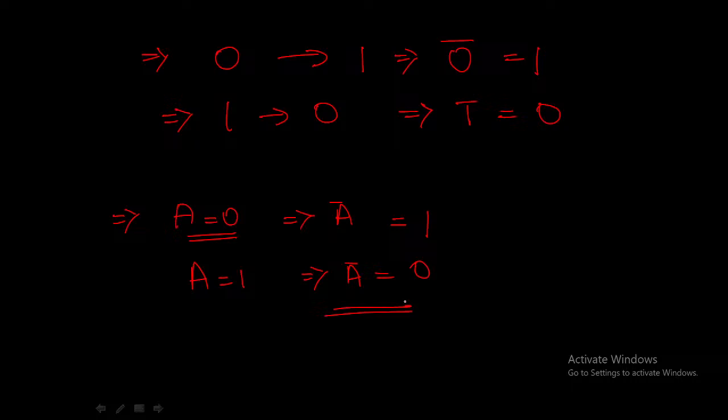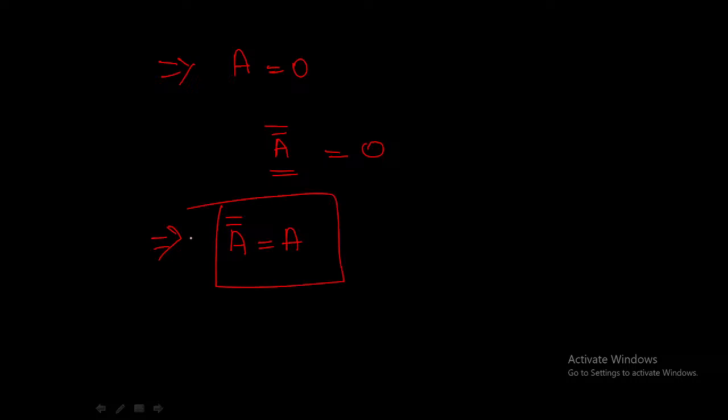Next, if a variable stores a value of 0, then what is the double complement or double bar? A double bar is equal to 0. So from this we can conclude that A double bar is equal to A. So this is the double complementation, which does not change the function. So these are the basic complementation laws which are present in Boolean algebra. Is this clear?